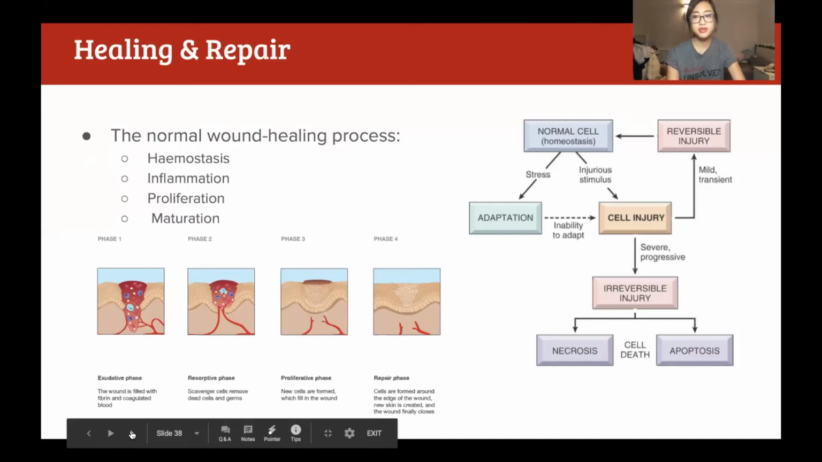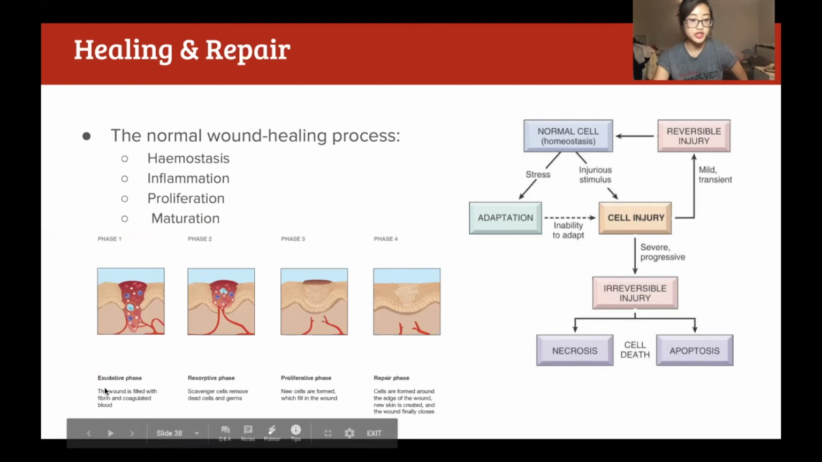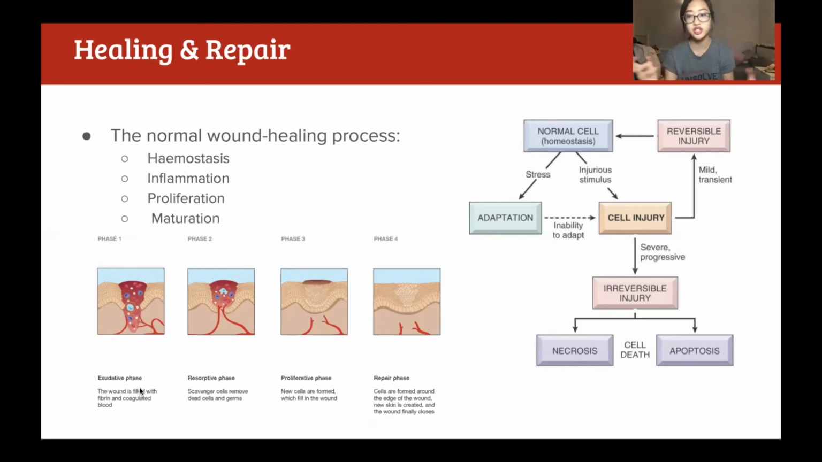So, we don't really get a lot of detail on this in the lecture slides, but I have put a picture right here that's going to tell you a little bit more about the different stages. Just very briefly, the hemostatic phase is called something different here. Here it's called the exudative phase, but just remember that we call it the hemostatic phase. Basically the wound is filled with fibrin, and the blood coagulates, which is hemostasis, the stopping of bleeding.